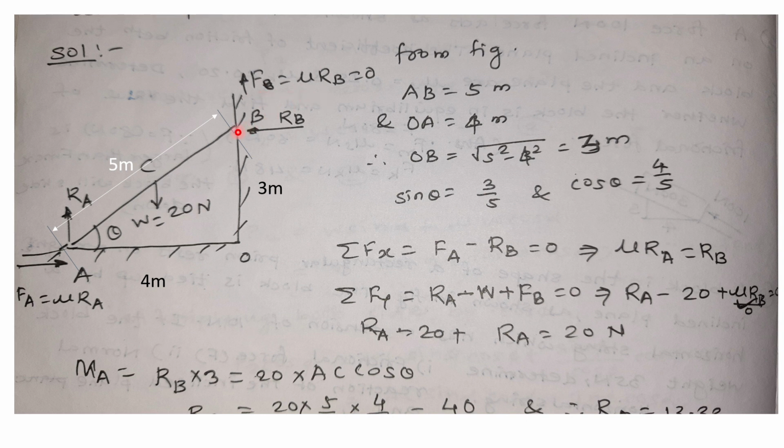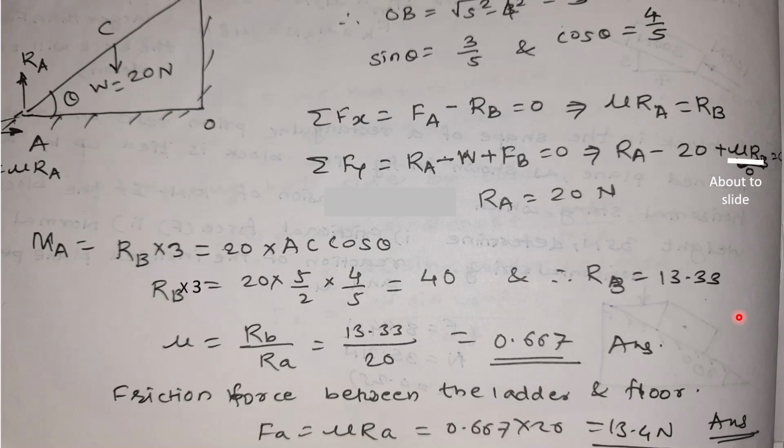For this particular problem, the condition is given that when it is about to slip, for this plane at point B, there is a slipping condition, that friction is 0, so this mu Rb is equal to 0. So putting this value equal to 0, sigma Fy is equal to Ra minus W plus Fb equal to 0, replacing this value with 0 because it is about to slip, and putting the value of W, we get Ra is equal to 20 Newton.